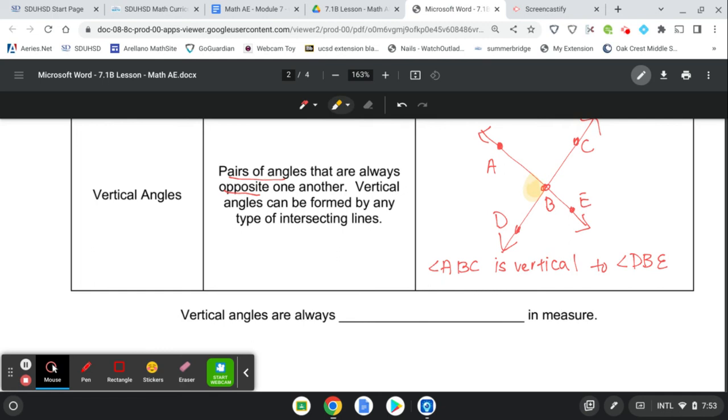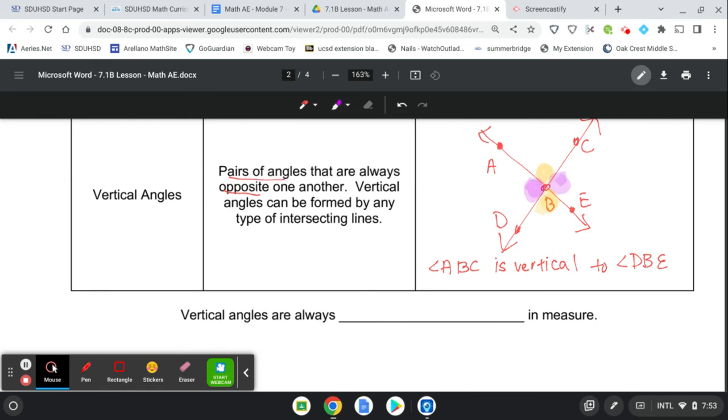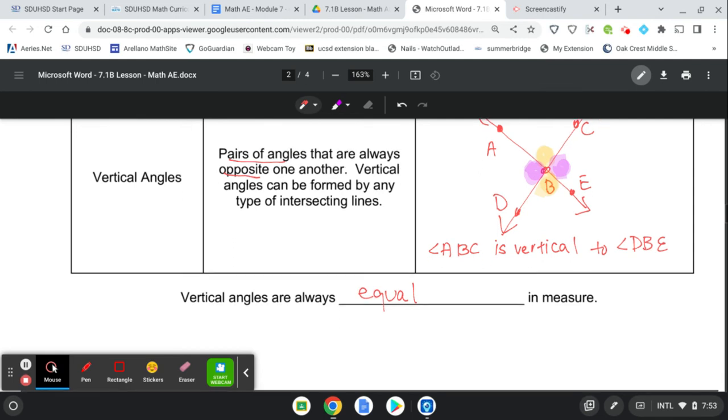So here's angle ABC, and that's vertical to DBE. You could also state that angle ABD is vertical to angle CBE. So vertical angles are always equal in measure. That's what we figured out when we made our drawing earlier.